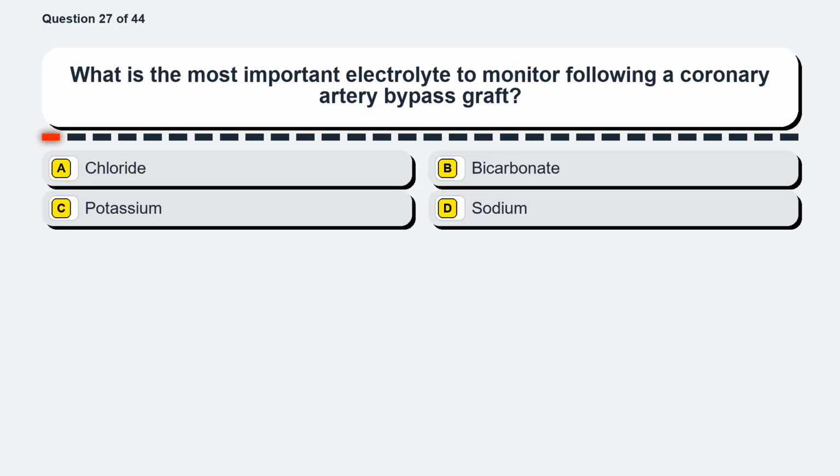Question 27. What is the most important electrolyte to monitor following a coronary artery bypass graft? Option A, chloride. Option B, bicarbonate. Option C, potassium. Option D, sodium.